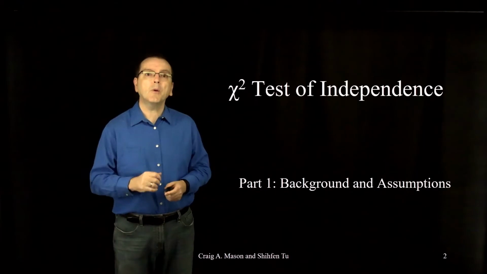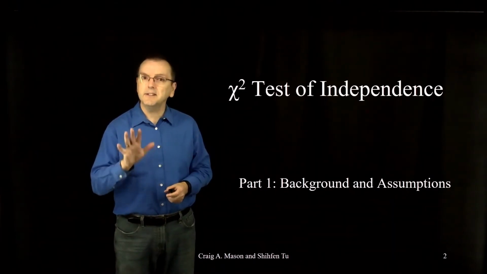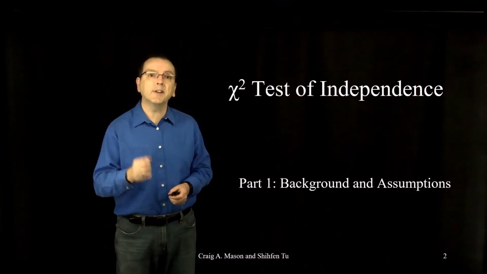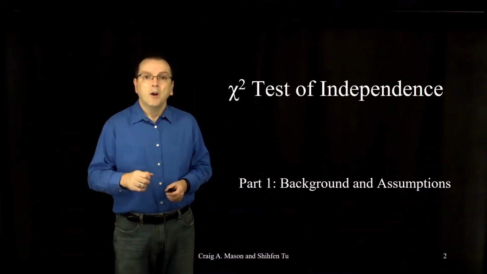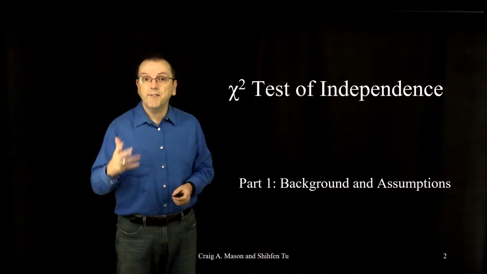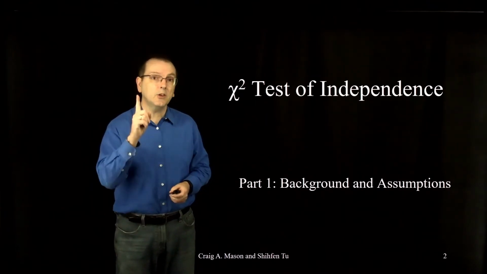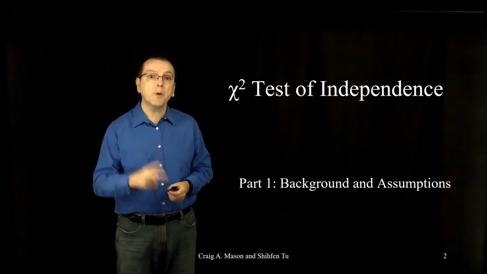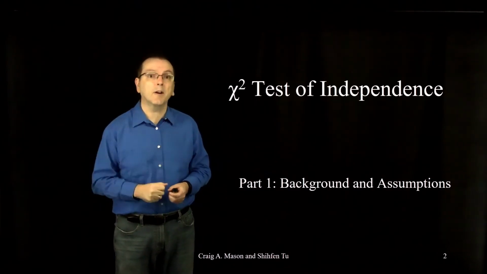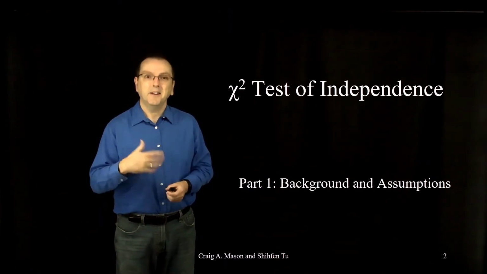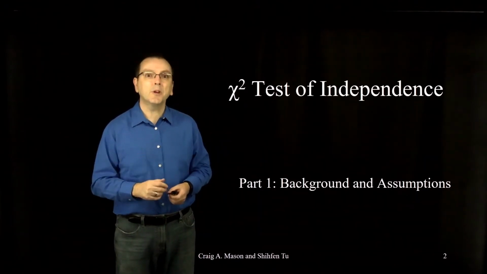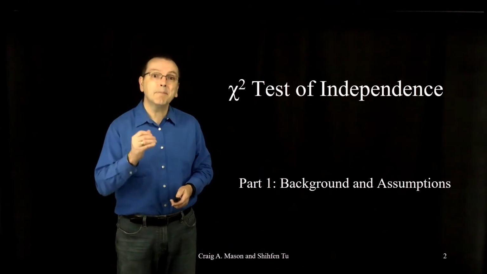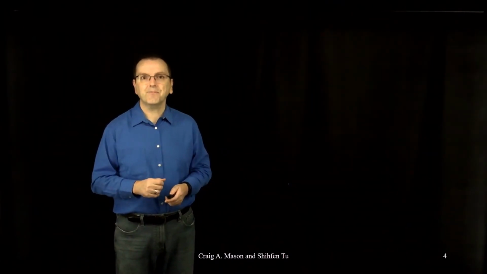In this video, we're going to learn a second, different chi-square test called the chi-square test of independence. While we used the goodness of fit test when we had a single categorical variable, we use the test of independence when we have two categorical variables. And as the name suggests, we use it to determine whether those two variables are independent of each other.